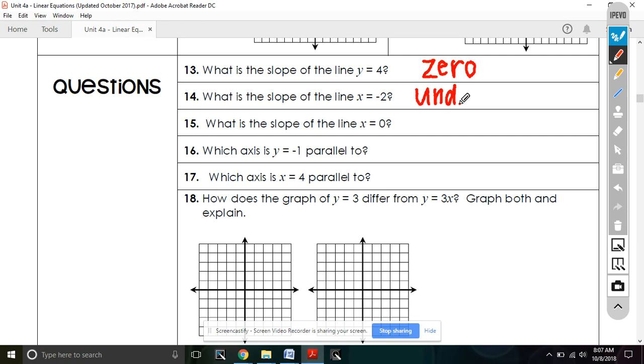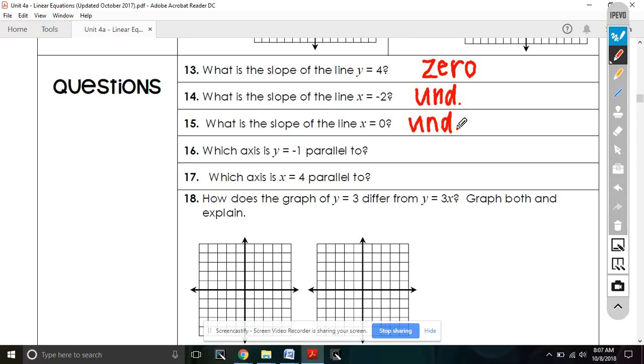15, what is the slope of x equals 0? Again, this is up and down, so it's also undefined. Anything that is y equals is going to have a 0 slope. Anything that is x equals is going to have an undefined slope.